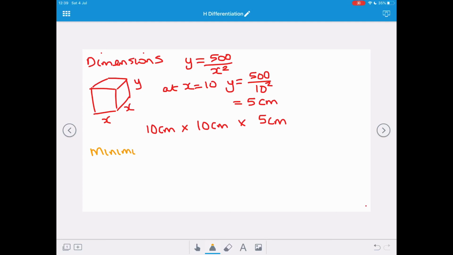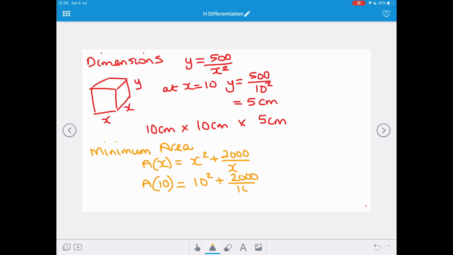So the minimum area for our display case can be found by taking the expression for our area, which was x squared plus 2000 over x, and finding out the value of A(10) by substituting x equals 10. So we've got 10 squared plus 2000 over 10. And so the minimum area of our glass display case is 300 square centimetres.